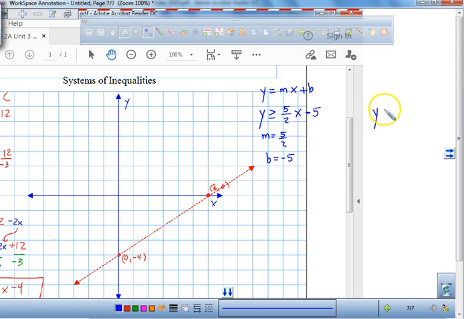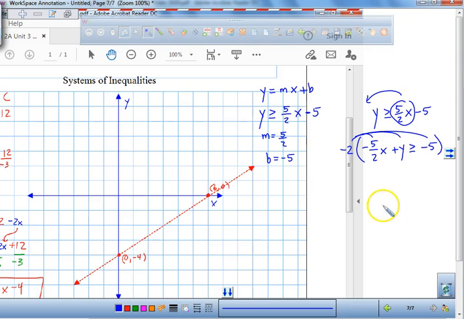Here's how you change it to standard form if you wanted to see what it looked like in standard form. First thing I'm going to do is take this 5 over 2x and move it across and make it a -5 over 2x plus y is greater than or equal to -5. Now in standard form, you can never have a negative out front, and you can't have a fraction. So I'm going to multiply everything by a -2. So I'm going to distribute a -2 into everything.